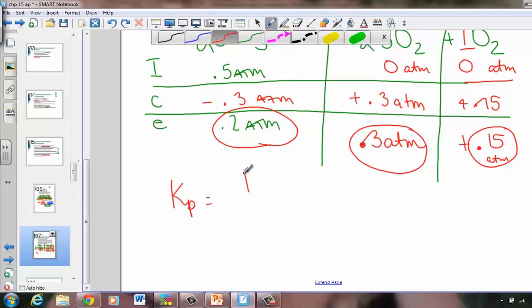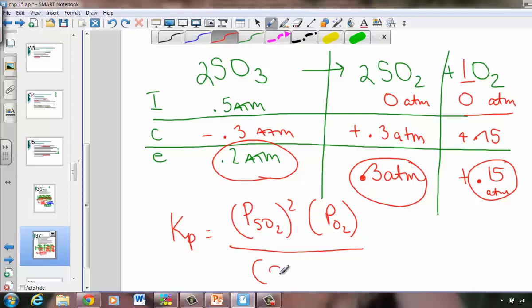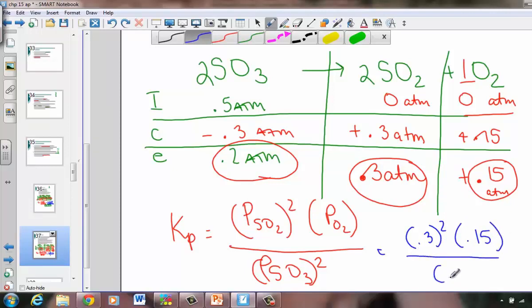The Kp is an expression, products over reactants. Our products, SO2, its partial pressure would need to be squared, times the partial pressure of oxygen to the first power, set over the partial pressure of sulfur trioxide, all squared as well. And let's just plug those numbers in and see what we find for our answer. SO2 is 0.3 squared. Oxygen is 0.15 set over 0.2, which needs to also be squared.